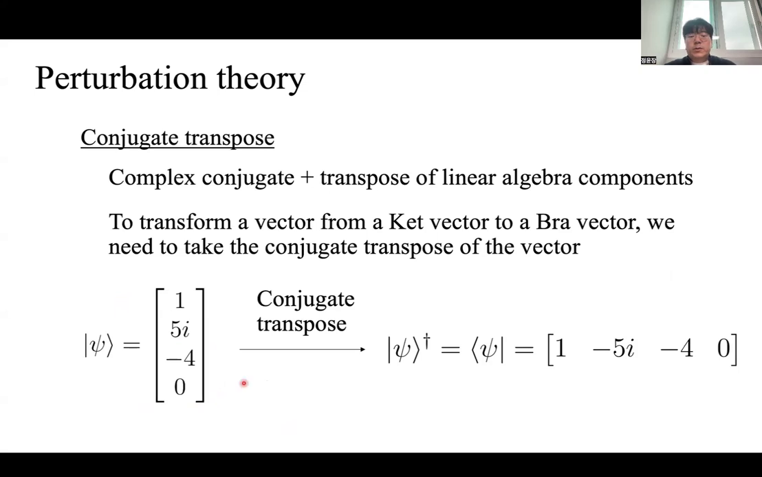So I also want to talk about this concept of conjugate transpose. Conjugate transpose is basically taking a vector, taking its transpose, and applying its complex conjugate. The important thing here is that if I want to go from a vector like this to a vector like this, so I'm switching the bra to a ket vector, I need to take the conjugate transpose. That's the only thing that you need to remember here.